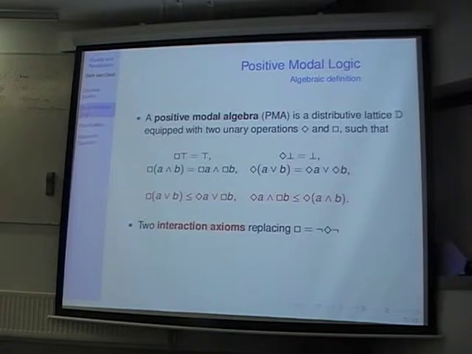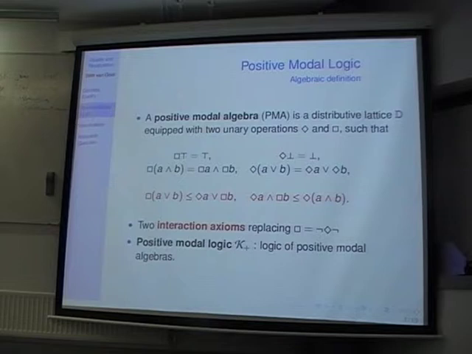Don't have negation anymore, so you need to say something which still connects, as you can see those axioms connect the box and the diamond. And intuitively, if you take the second one, what it says is that if it's true somewhere in the future that A holds, and everywhere that B holds, then it's true somewhere in the future that A and B holds. Those are very intuitive axioms.